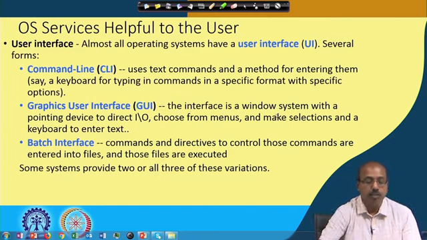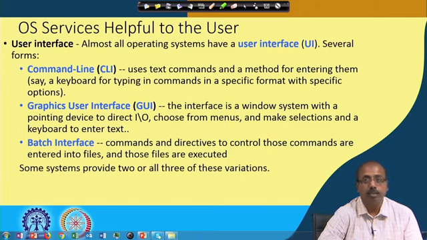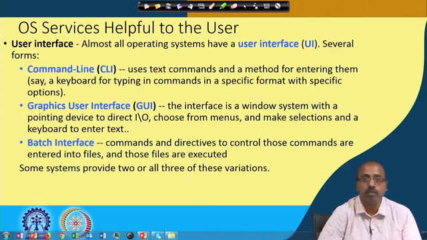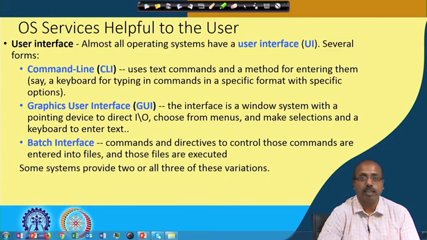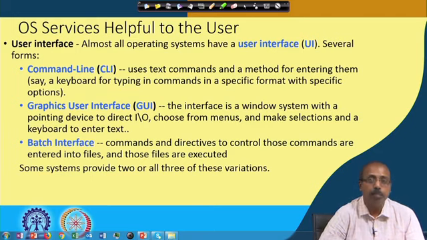This interface is a window system with a pointing device to direct I/O, choose from menus and make selections, and a keyboard to enter text. Sometimes we have to enter text, like the name of a file or some data that is needed from the user, and that is entered through the keyboard. In the CLI there was also a keyboard interface, but in the GUI the user need not remember the exact command format. By just clicking the mouse a few times, the user will be able to execute some operation. And there is the batch interface.